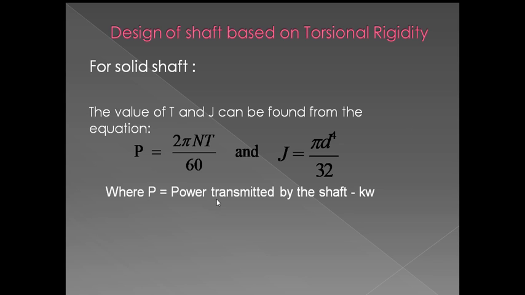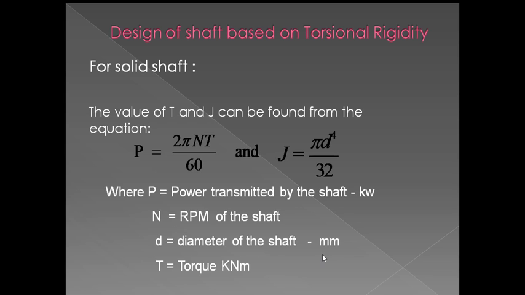Here P is the power transmitted by the shaft in kilowatts or watts, N is the RPM, and D is the diameter of the shaft in mm. Torque is in kilonewton meter if the power is in kilowatts; if the power is in watts, torque is in Newton meter. To substitute in the formula, torque should be converted into Newton mm.